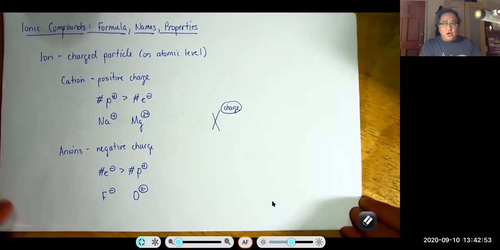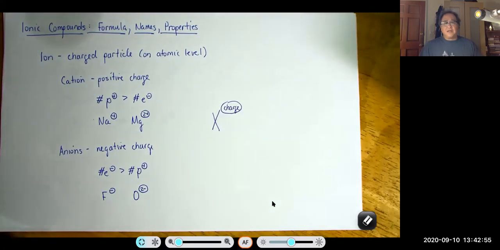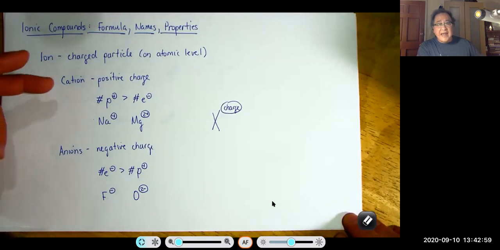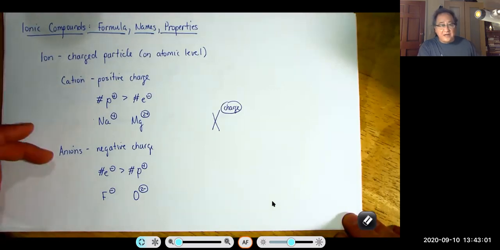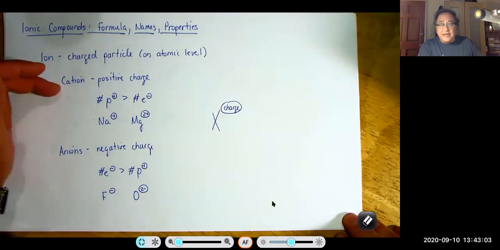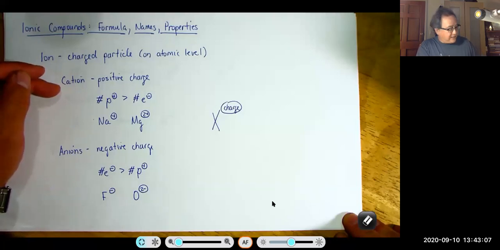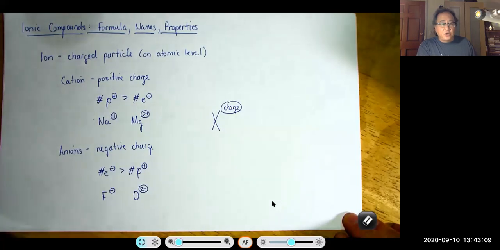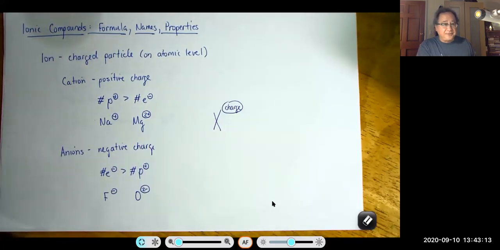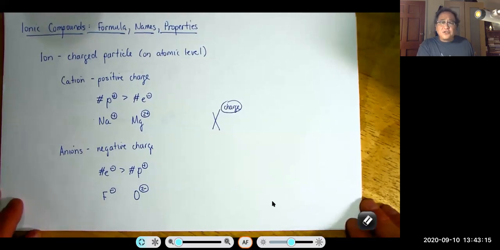An ion is a charged particle on an atomic level. There are two types of ions, something called a cation and something called an anion. Don't ever let me hear you saying cation, because that's not what this is. It's cation. Cations have a positive charge, which means that the number of protons is greater than the number of electrons. And the charge tells you how many more protons there are.